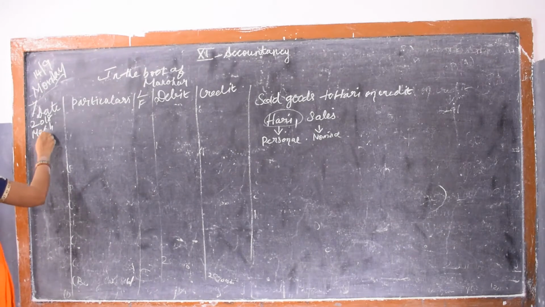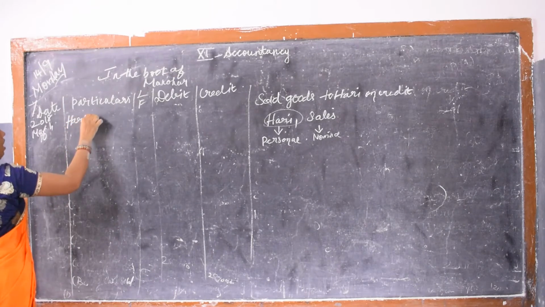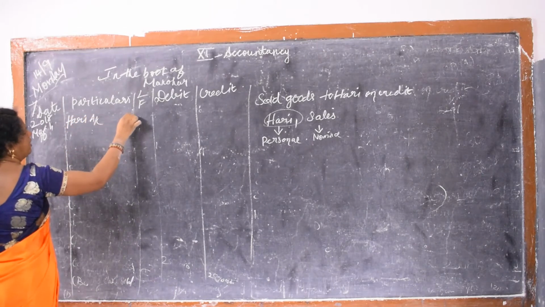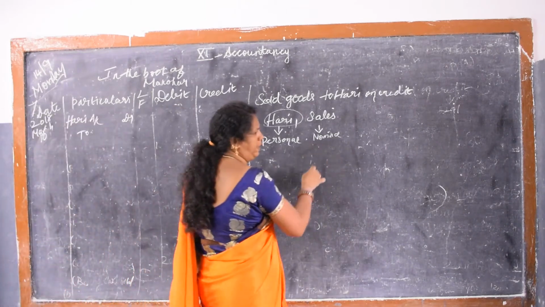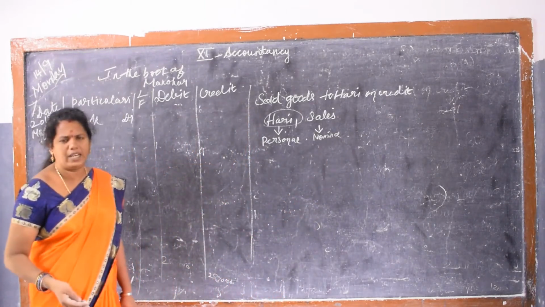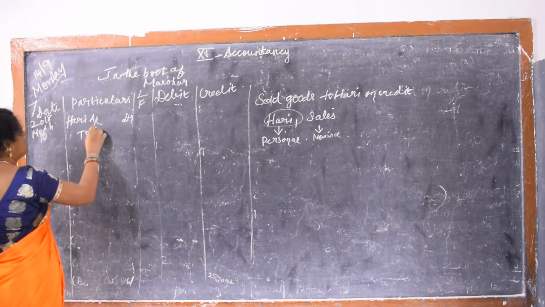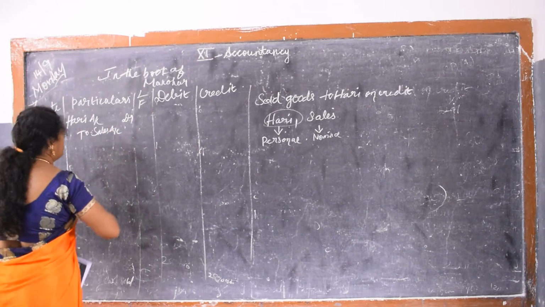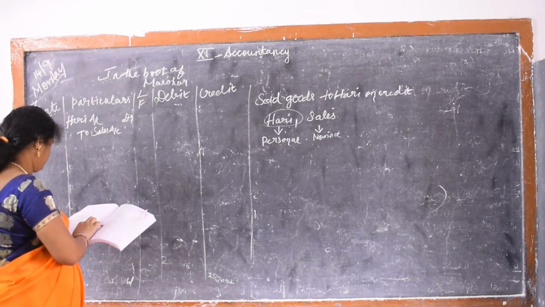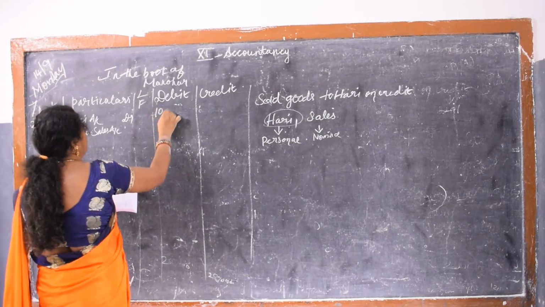March 10, Hari account debit, to sales. Sales means nominal: debit all expenses, credit all incomes. When we are selling a product, it is an income to us. So write to sales account. Okay, the amount is 10,000.